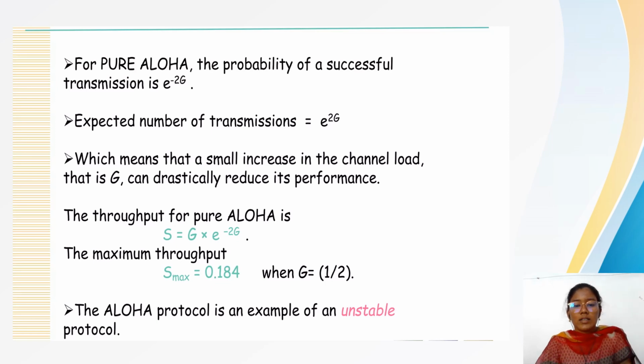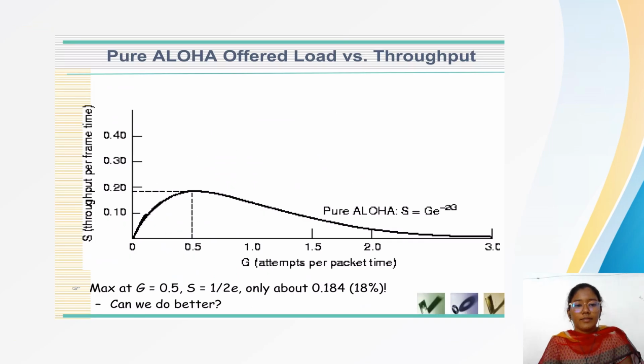ALOHA is an unstable protocol. Here is the graph of load versus throughput, which has G = 1/2 and S = 1/(2e), giving only about 18%.